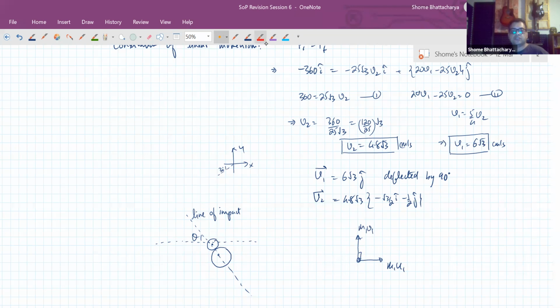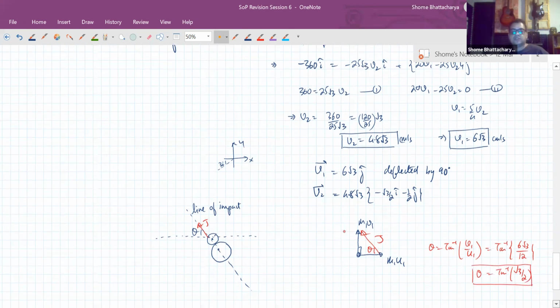So the direction of collision impulse is this, and that is the direction along which the line of action is acting. So this angle theta is tan inverse of v1 by u1. So it is tan inverse of 6 root 3 divided by 12, so it is tan inverse of root 3 by 2. That is the angle theta.